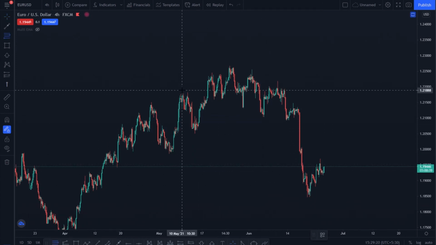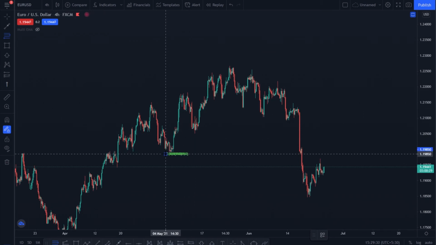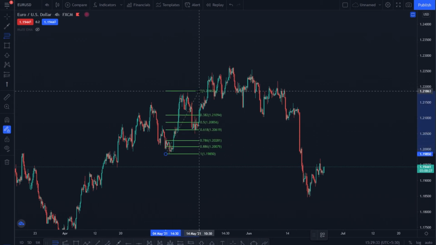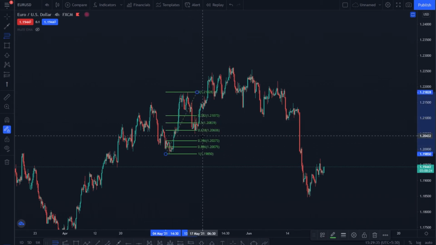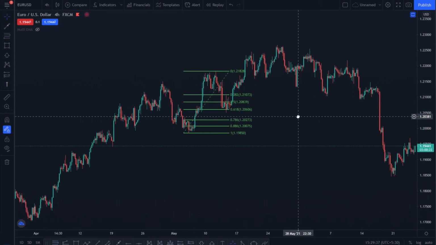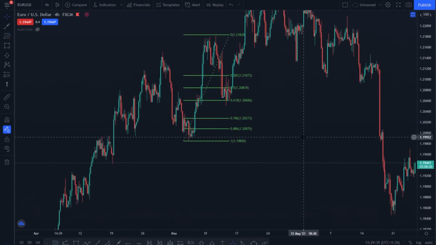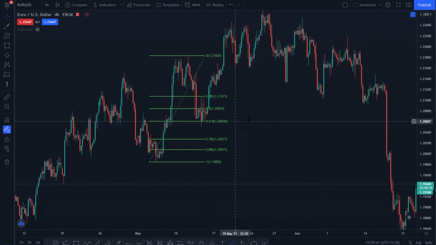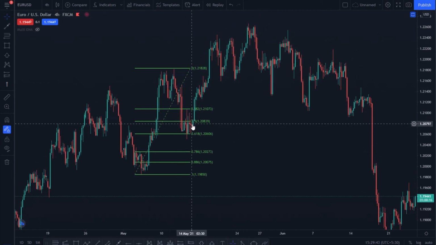This is the impulse move that we have, right? And this is the pullback. So to understand how much this pullback is, we will draw from swing low to swing high. Okay, and you can see that the market has tested 618 perfectly over there. Yeah, it's been playing around in that range between 50 and 618.